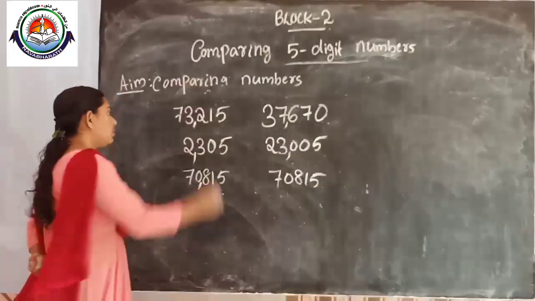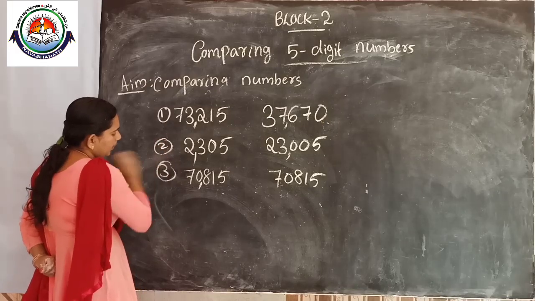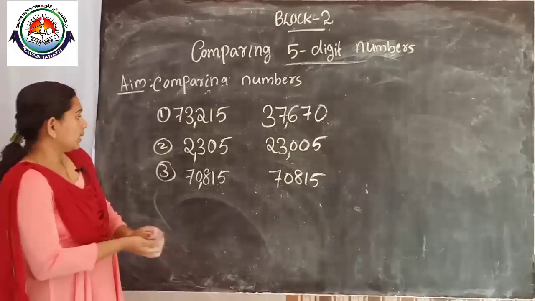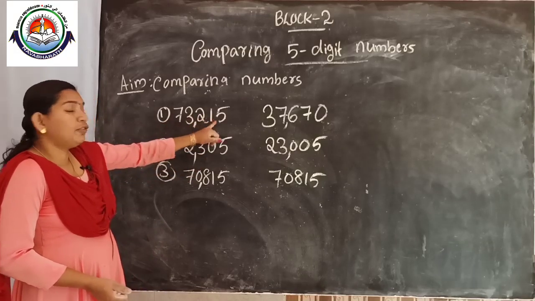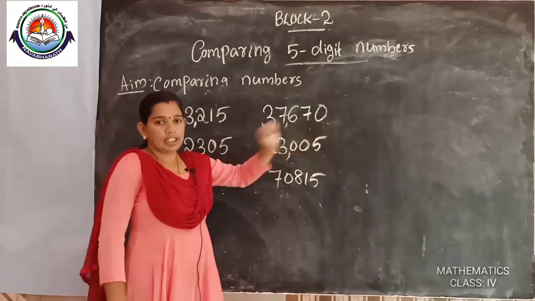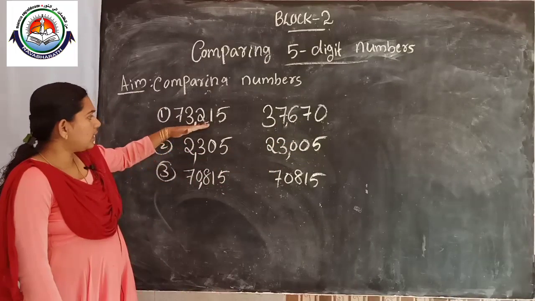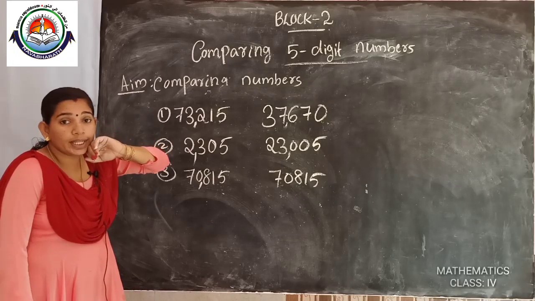Okay, we will do these problems. First question, second and third. Here 73,215. Here 37,670. Okay. Then here first we want to check, counting the digits.